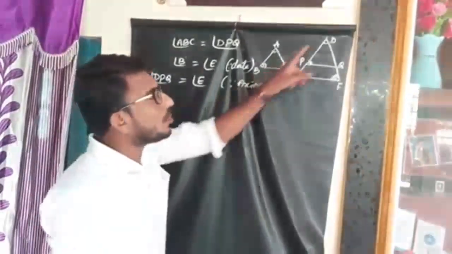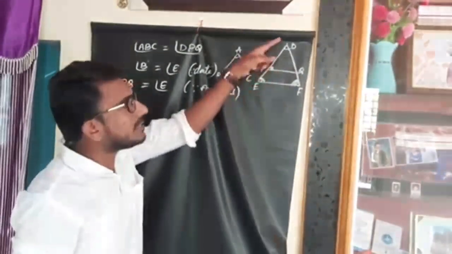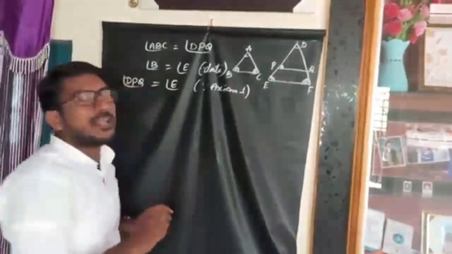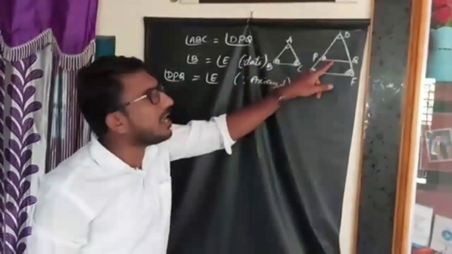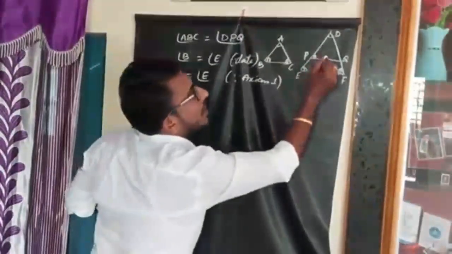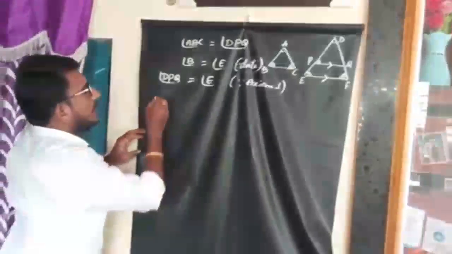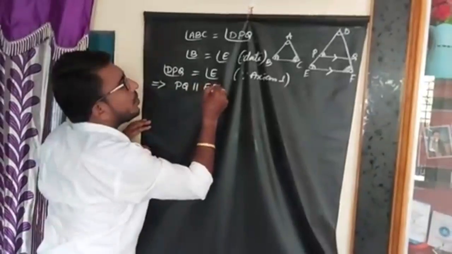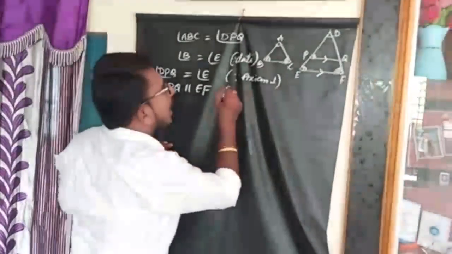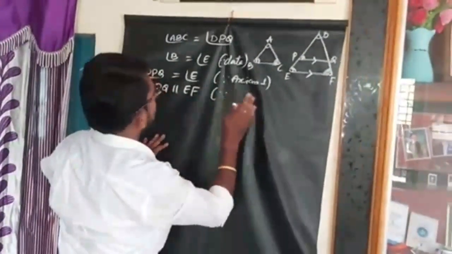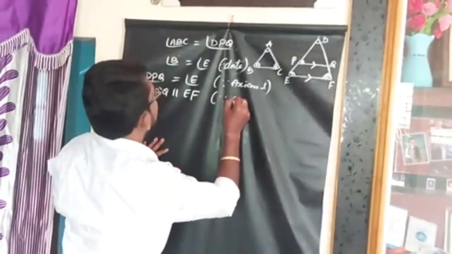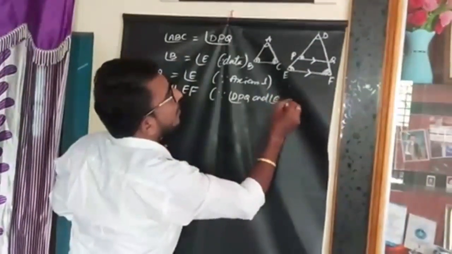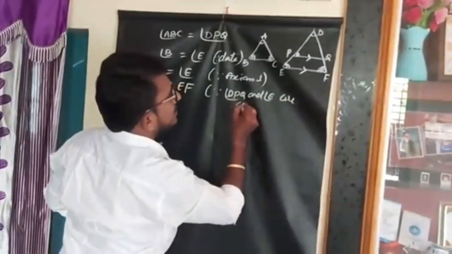Here you can see in this figure two lines and a transversal, and two angles are equal. That means these two are corresponding angles. If corresponding angles are equal, then the lines are parallel. That means PQ is parallel to EF. PQ is parallel to EF, since angle DPQ and angle E are corresponding angles.